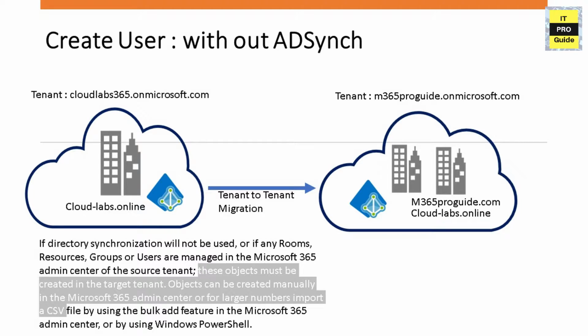If you don't have a directory synchronization in use, then we need to create all the users manually. So if you have a directory synchronization, you just need to break the synchronization with the source tenant and connect to the target tenant so that all the users will be listed there. But if you don't have an Active Directory synchronization in place, then you need to create all the user accounts manually. To create them manually, if you have a large number of users, you can import a CSV list into the Office Admin Center, and we will show in this demo how to do that.